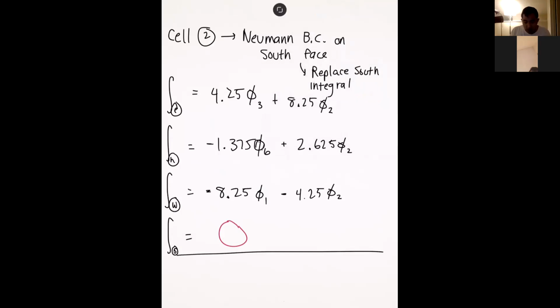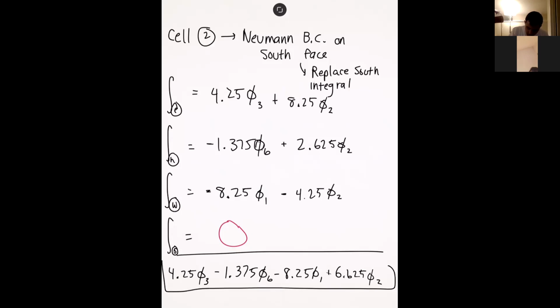Just like before, now that we've evaluated the four integrals, let's add up their values. We have 4.25 phi 3 minus 1.375 phi 6 minus 8.25 phi 1. And then we're going to add together all of the phi 2 terms. We have 8.25 plus 2.625 minus 4.25. And so this gives us a positive 6.625 phi 2. And so that's how you do the south one.